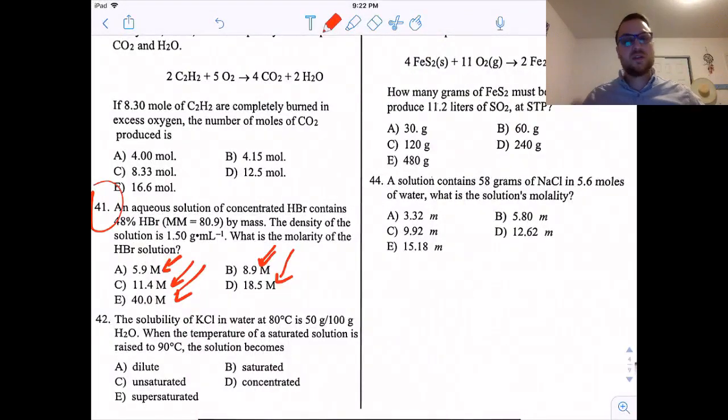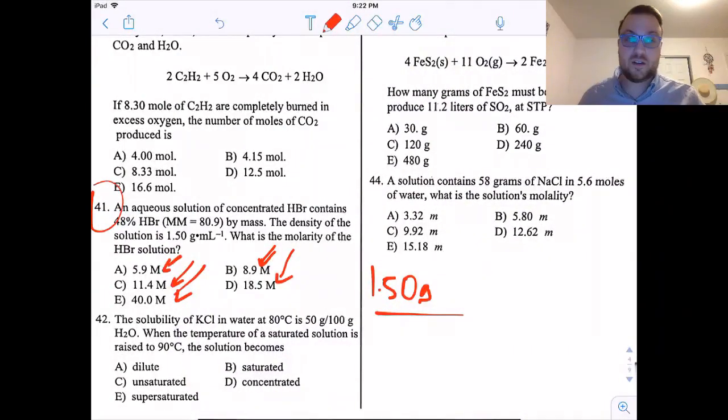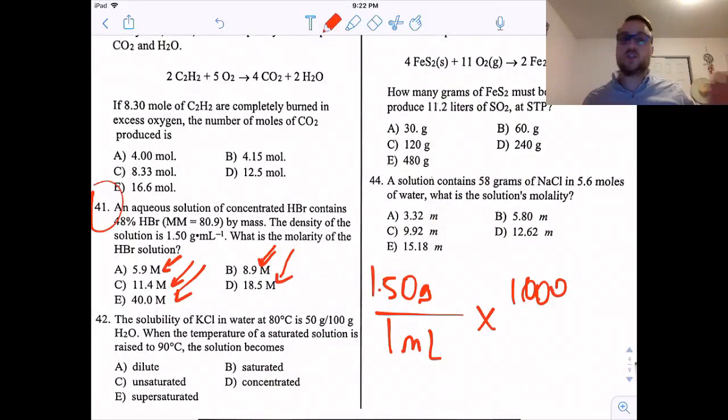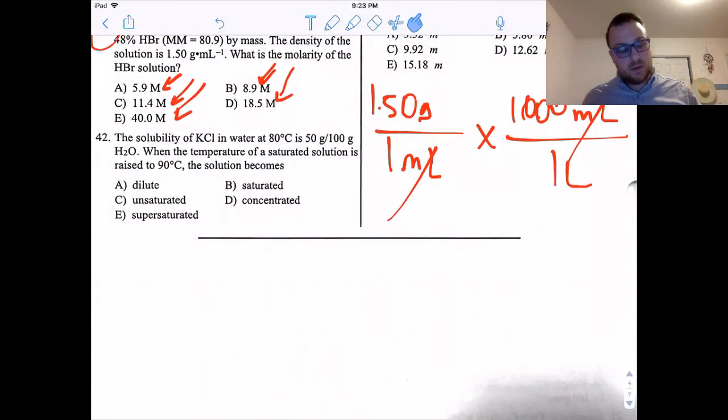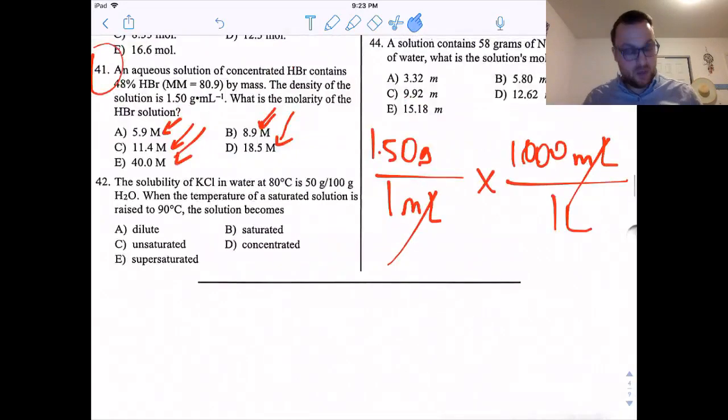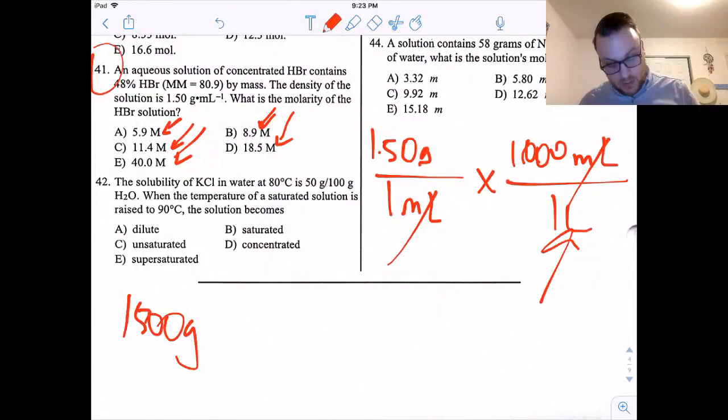So, 1.50 grams per 1 milliliter. I know we are assuming, and not really assuming, because molarity by definition is 1 liter. I've got to multiply this by 1,000 to cancel out my milliliters. You have 1 liter, which is 1,000 milliliters. So that's 1,500 grams of solution, which is your HBr and what we're just going to assume is water, because water is pretty much always the solvent.